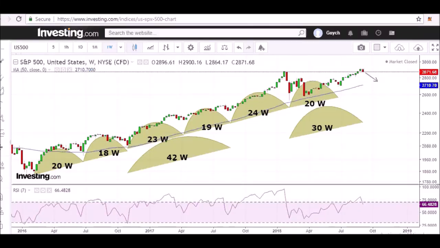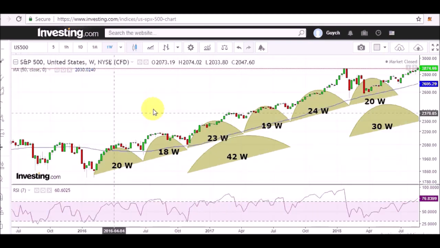Today I want to do something new. I want to have a look at the traditional stock market. We haven't done this on this channel yet, and this is the S&P 500 weekly chart in front of you, going back to the beginning of 2016, so that's more than 2.5 years of data in front of us. And I want to apply the cycles analysis to this chart.